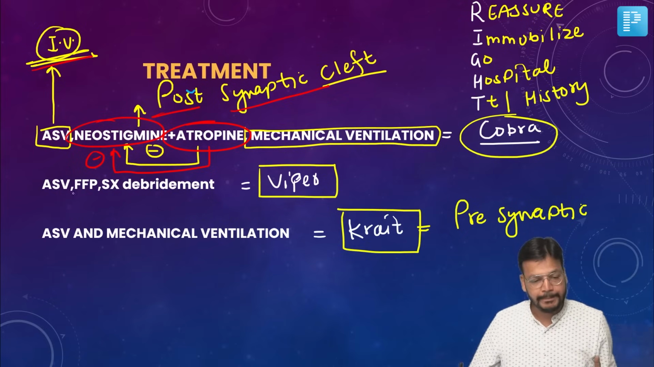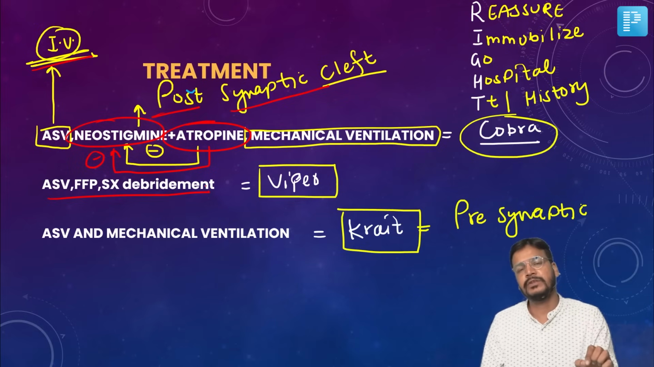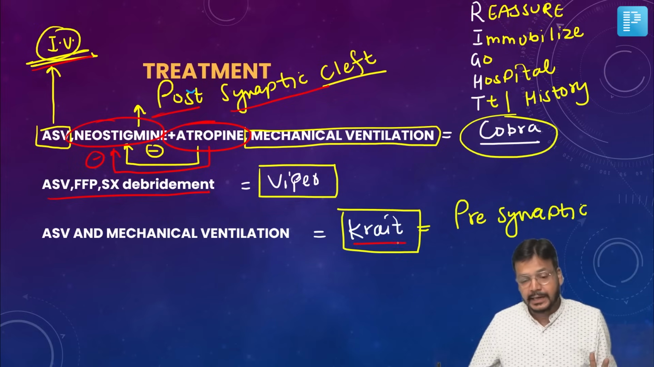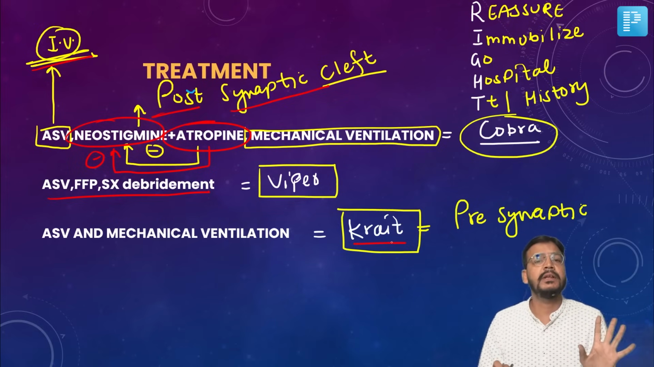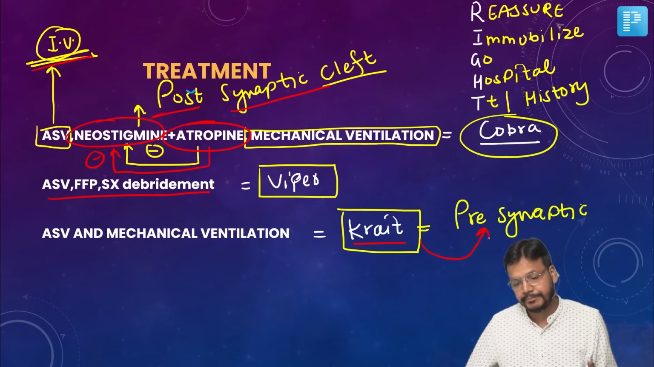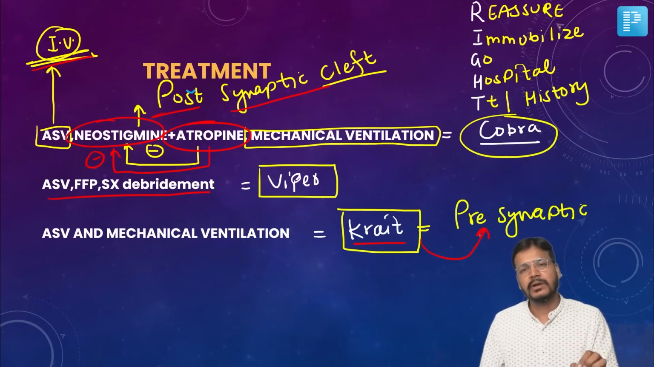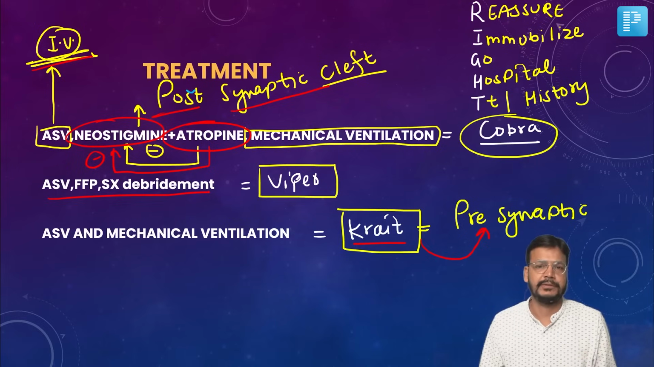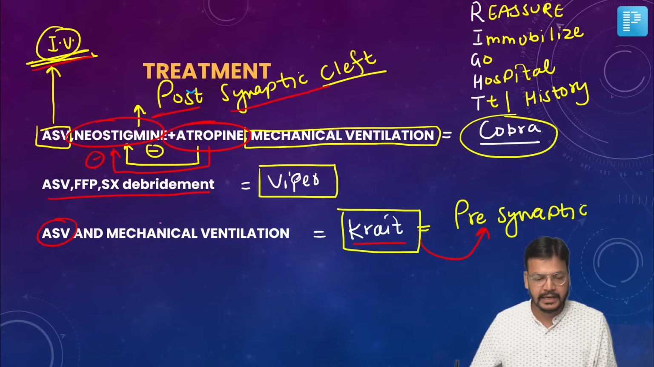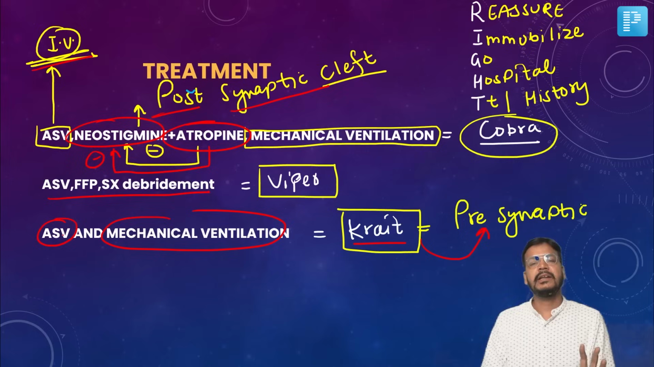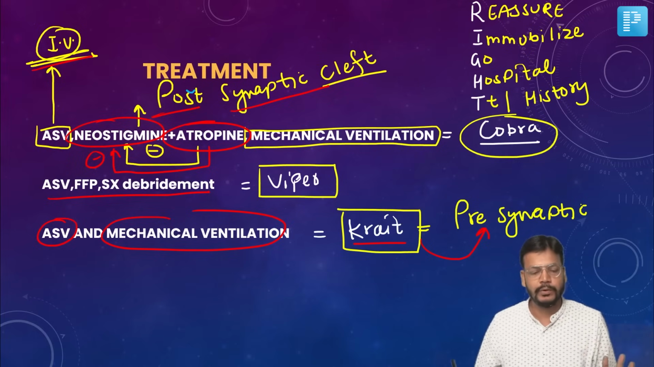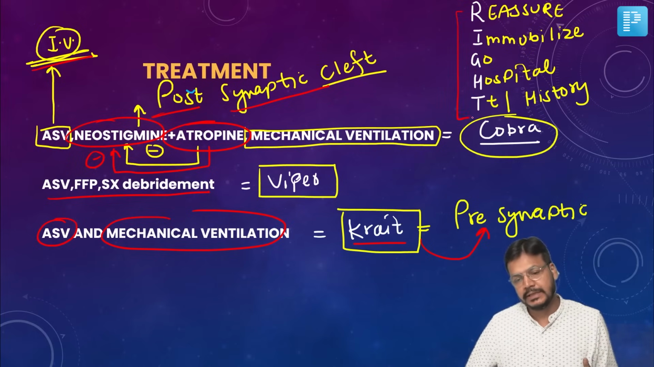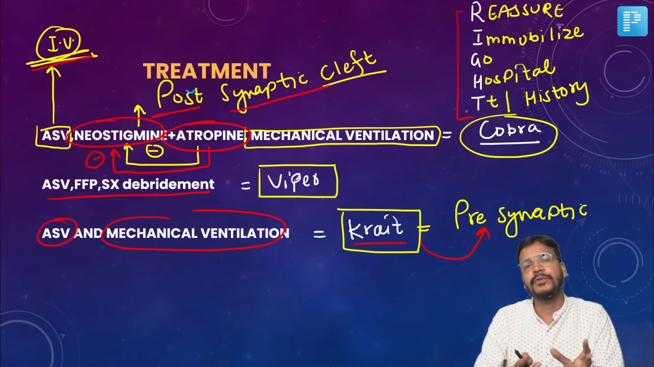ASV, anti-snake venom, is given by IV. Now, viper treatment, I already told you: ASV, fresh frozen plasma and surgical treatment. In krait, we don't use neostigmine and atropine. The reason is, in krait, toxin is at presynaptic cleft. Here we use anti-snake venom and mechanical ventilation, no neostigmine, no atropine. And what is the strategy for snake poisoning?